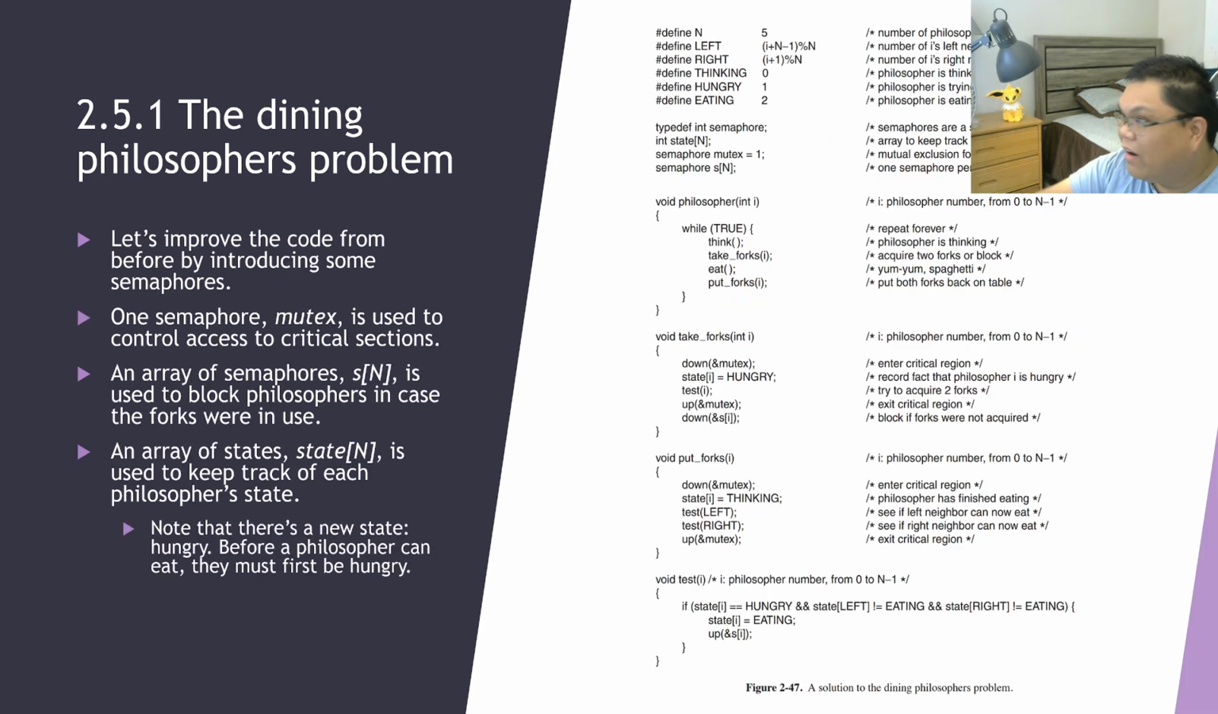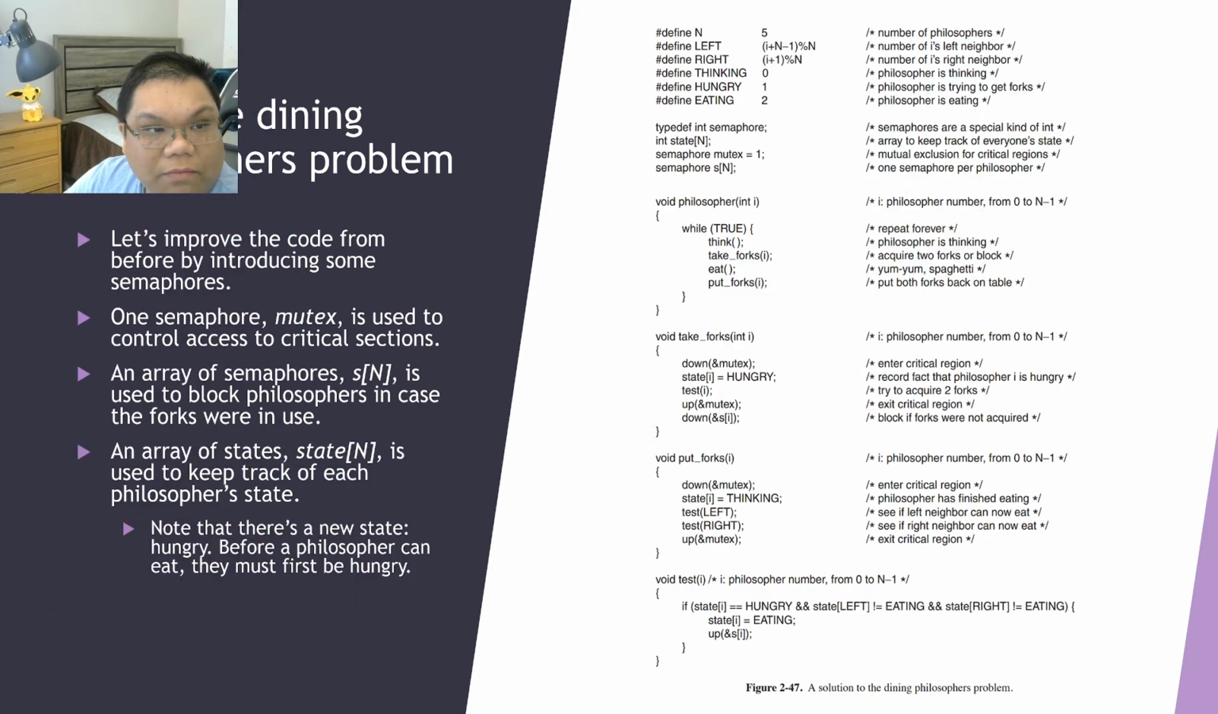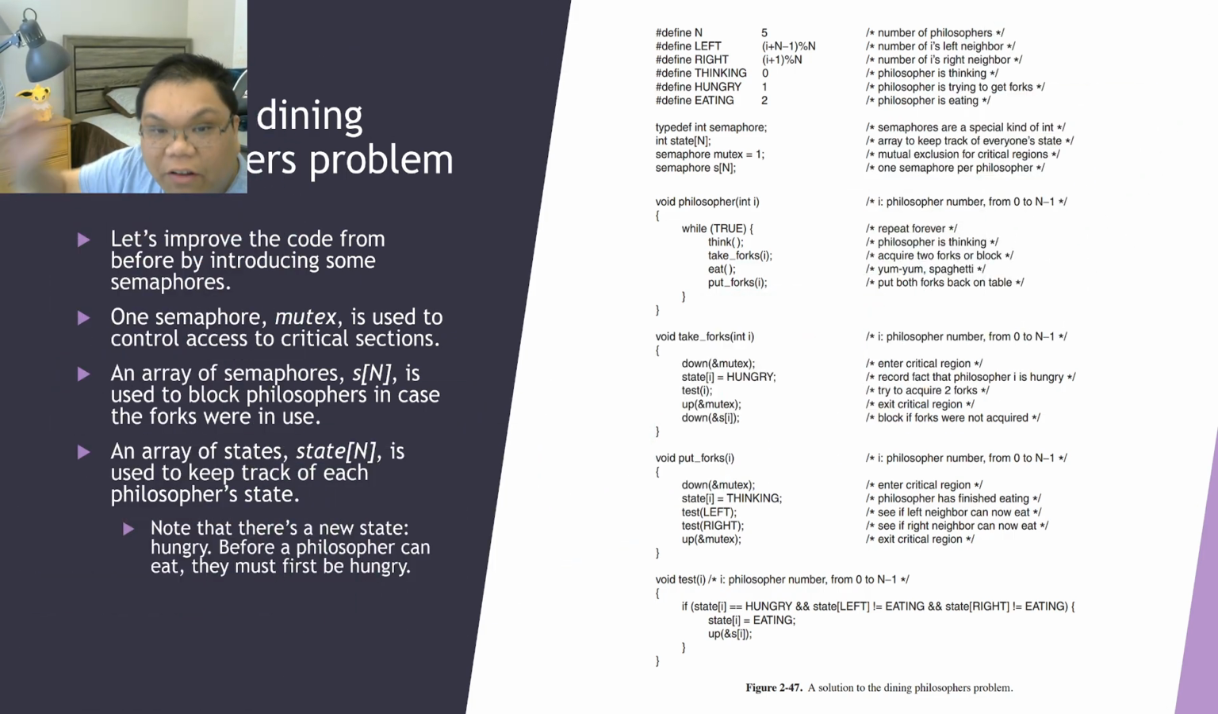So here's a much more involved solution that involves semaphores being introduced. We also need an extra state for all of our philosophers. We need an extra state called hungry. So now philosophers must be in one of three states. They're either thinking, eating, or hungry. We also need a mutex to control access to these critical sections. And then we need an array of states to keep track of each philosopher's state. So as I said, a philosopher is either thinking, hungry, or eating.